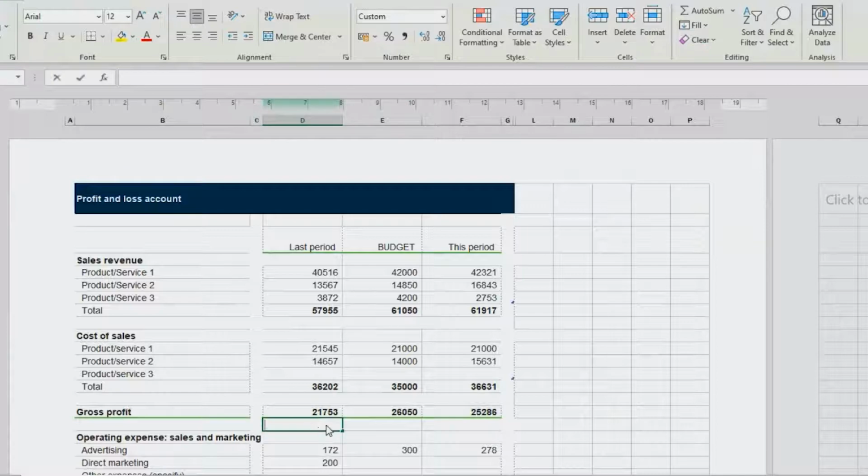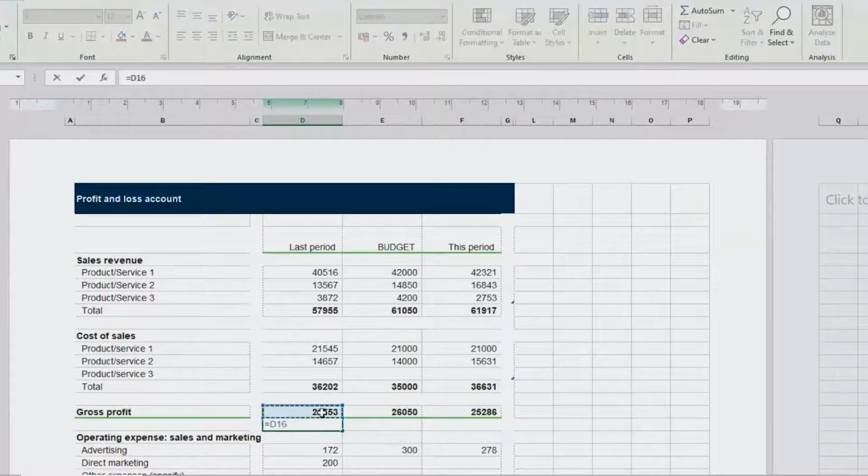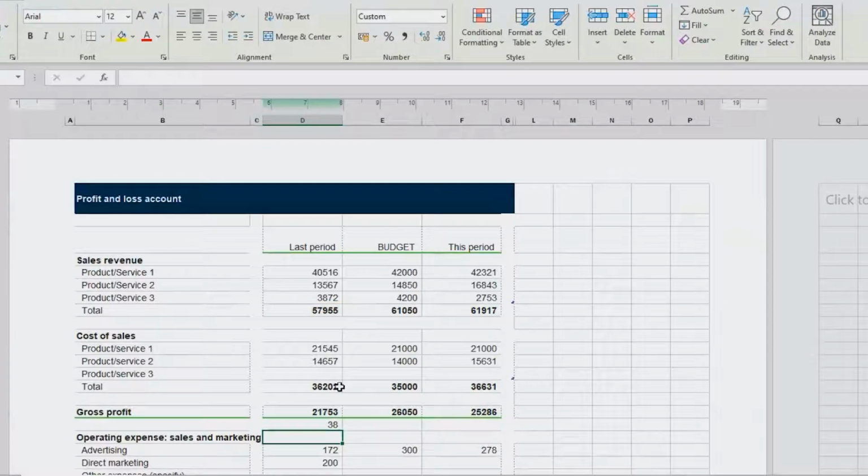you would take your gross profit figure and divide it by your total sales. And then you multiply it by 100 and you will have your gross profit percentage. So in this case, in the last period, it was 38%. You can then copy this across to the other columns. And as you can see, the budgeted gross profit was actually 43%, but we've only achieved 41%.